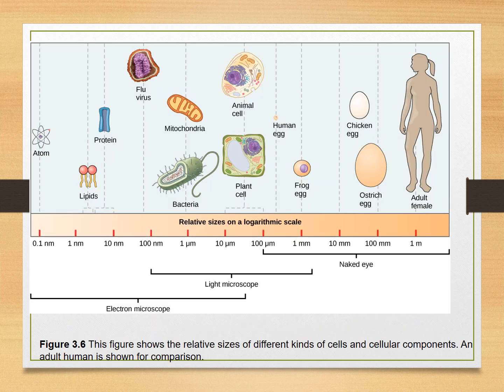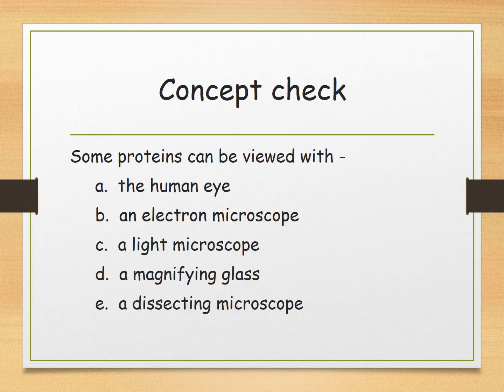This figure just gives you an idea of the relative sizes of different types of cells and cellular components. And you can see what's visible with a naked eye. So obviously, an adult, female or male, ostrich egg, chicken egg, frog egg, you can even visualize a human egg. Then you can see where you would require a light microscope to be able to see bacteria, plant cells, animal cells. And if you wanted to go beyond that and look at actual components of cells, such as lipids or proteins, you would need an electron microscope. Some proteins can be viewed with, yes, you would need an electron microscope.